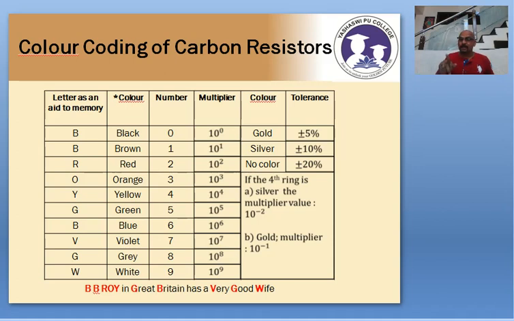And if the third ring is gold, then the multiplier is 10 to the power minus 1. If the third ring is silver, then the multiplier is 10 to the power minus 2. If the fourth ring is gold, tolerance is plus or minus 5%. If the fourth ring is silver, tolerance is plus or minus 10%. If the fourth ring is not there, then the tolerance is plus or minus 20%.